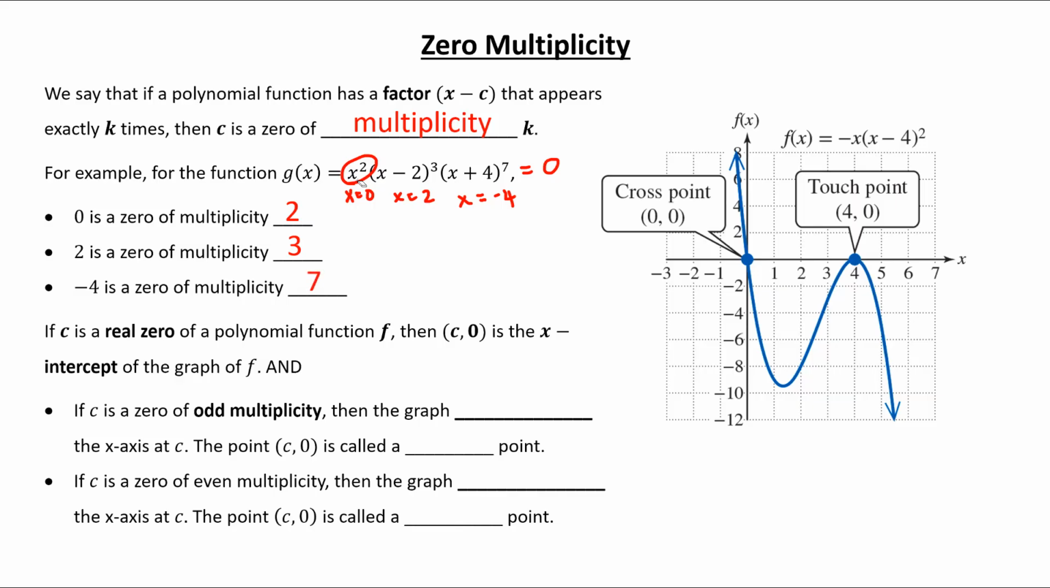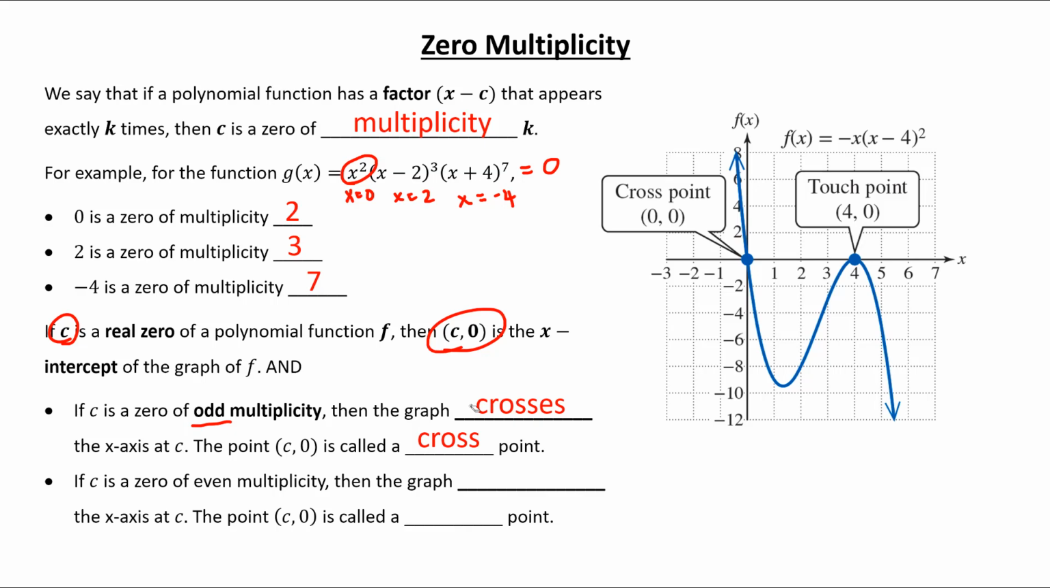So if c is a real 0 of a polynomial function f, then (c, 0) is the x-intercept of the graph of f. And if c is a 0 of odd multiplicity, then the graph actually crosses the x-axis at that point. The point (c, 0) is called a cross point.